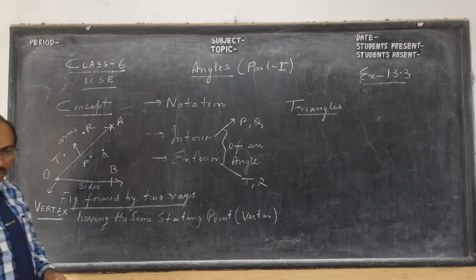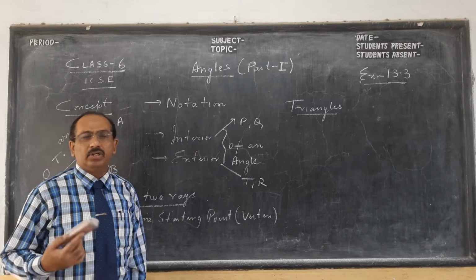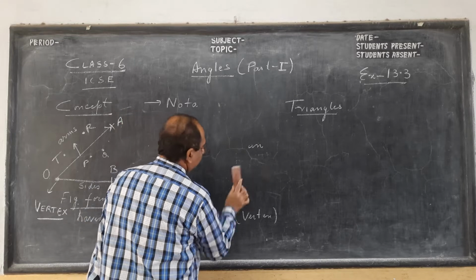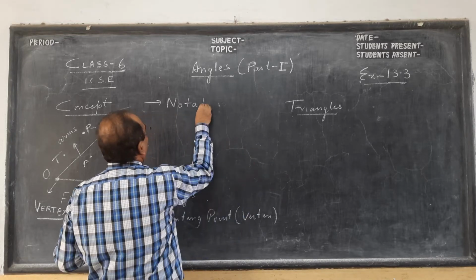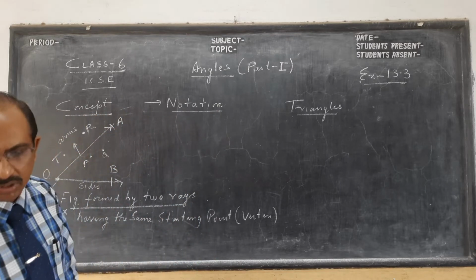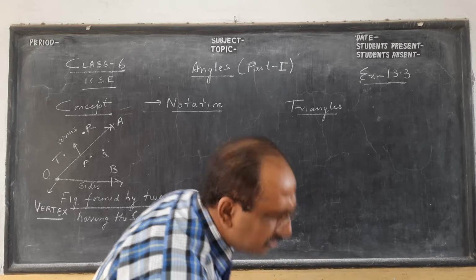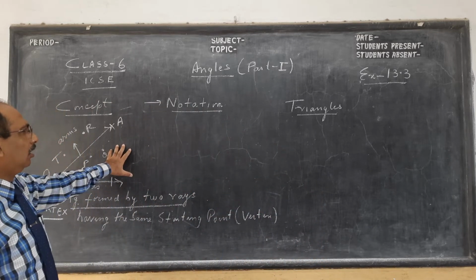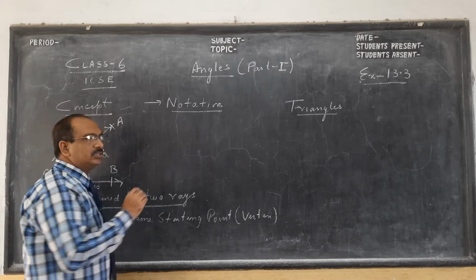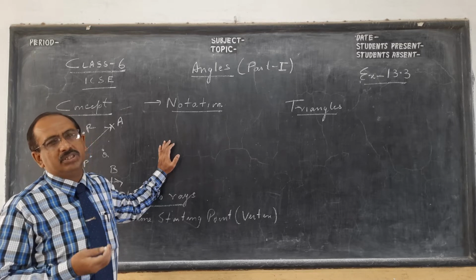Now what is the notation? A very important concept. In this video basically we will do the concept. Once you are clear with the concept, children, then we have no problem in doing the sums. So what we have here is notation. How do we name it? There are two ways. This is also called notation, meaning naming, or nomenclature. Nomenclature is a word which means naming.